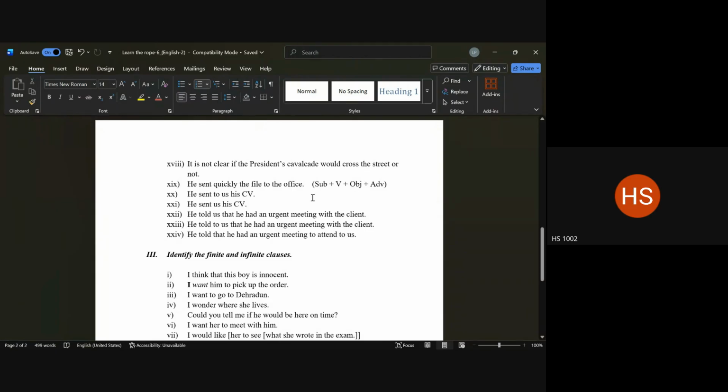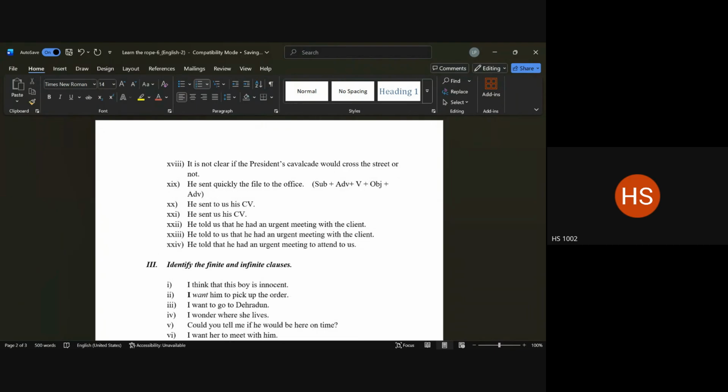He quickly sent the file, which means it should come after the object. The adverb should come after the object. This is what you're saying, right? So you're saying it should be either before the main verb, or it could be after the object as well, right? No, ma'am, only after the object. Okay.